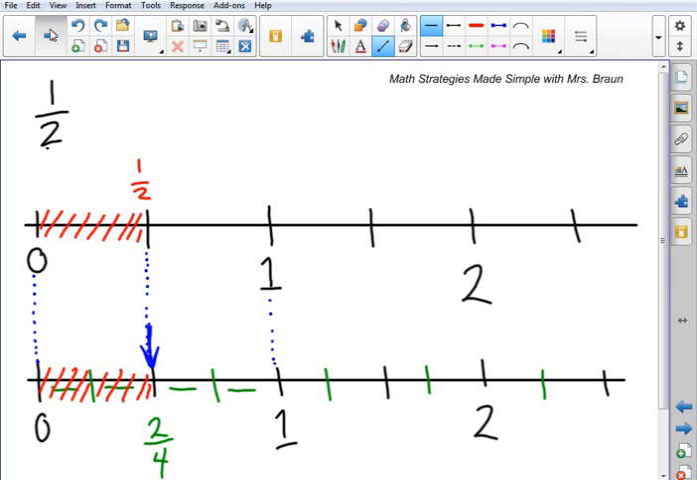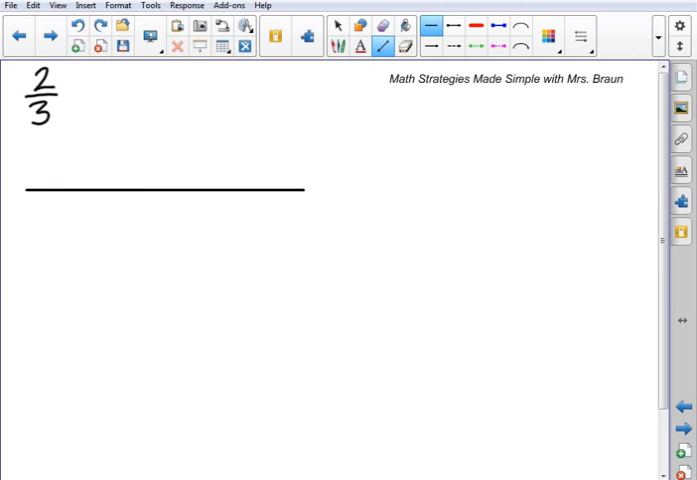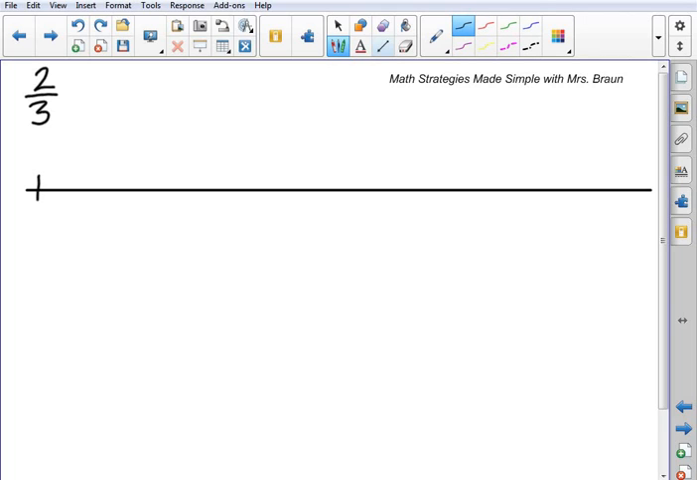Let's take a look at another example. Let's take a look at the fraction 2/3. So the first thing I'm going to do is represent 2/3 on a number line. I'm going to draw my number line. I'm going to start with my 0. And then I'm going to have 3 equal pieces because my denominator is 3 between each whole. So this time I'm going to do my whole numbers first so you can see it both ways. I'm going to split each of those into 3 equal pieces.